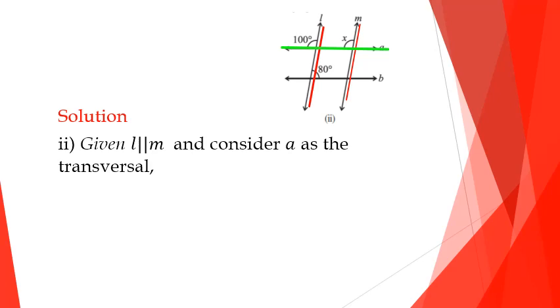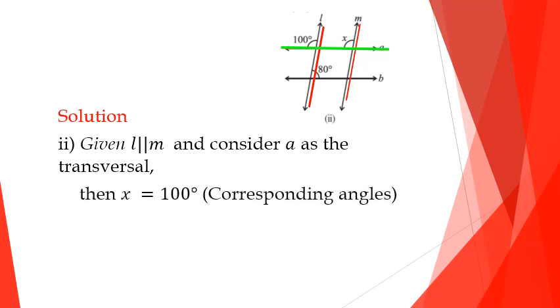Now look at the figure. Are you able to find what type of angles x and 100 are? Look at the figure carefully. Both angles lie above the lines and on the same side of the transversal. Then what is the name of these angles? Yes, they are corresponding angles. And the given lines L and M are parallel, so the corresponding angles are equal. So x equals 100 degrees.